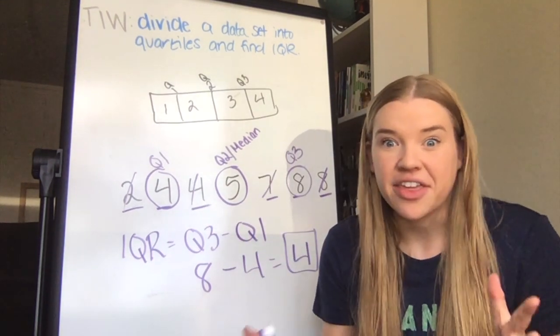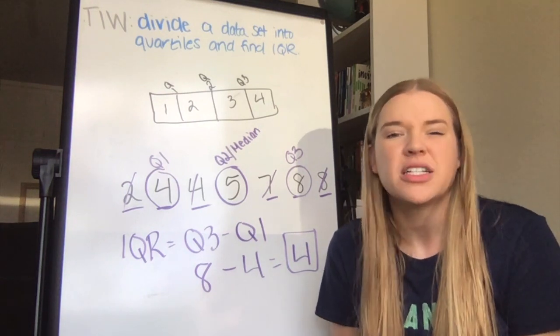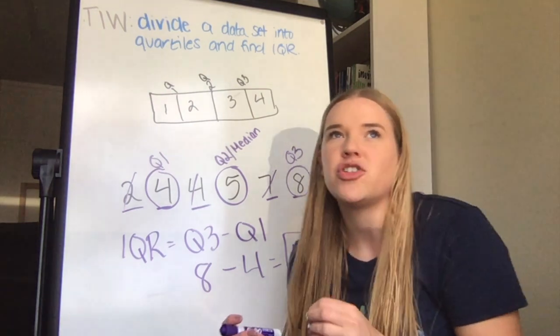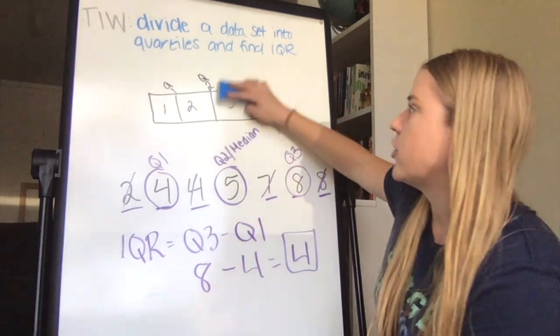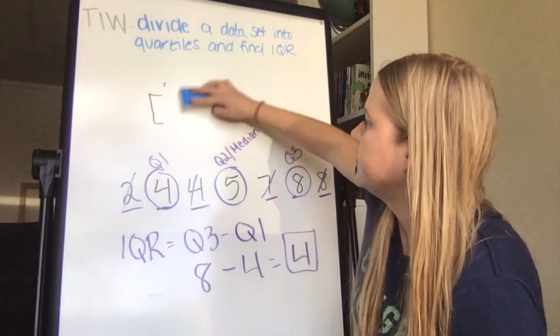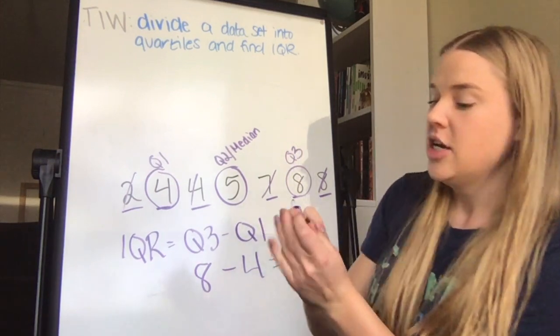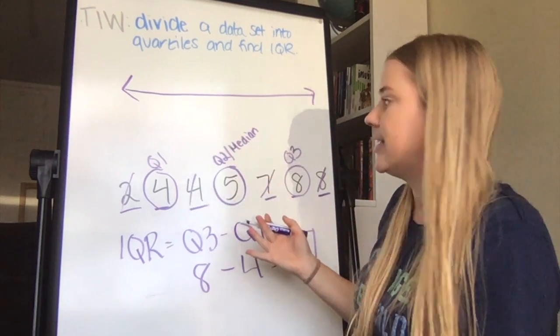Now, my last thing that I said we were going to go over today is creating a box plot or a box and whisker plot. It's probably better to call it a box and whisker plot because that will remind you to do all of the steps. And in order to create a box and whisker plot, what you start with is simply a number line. So I'm going to make a number line that includes my data set.